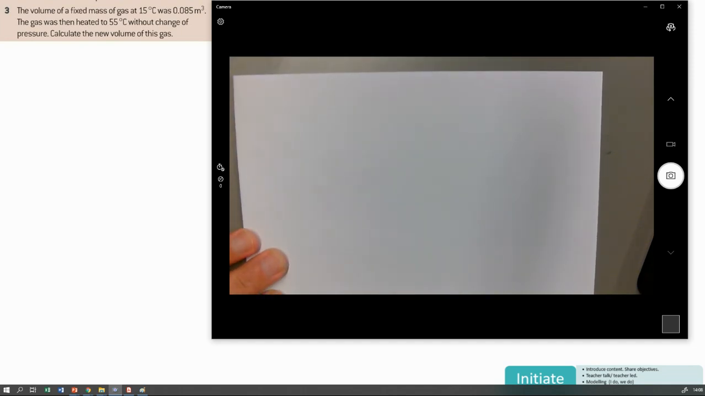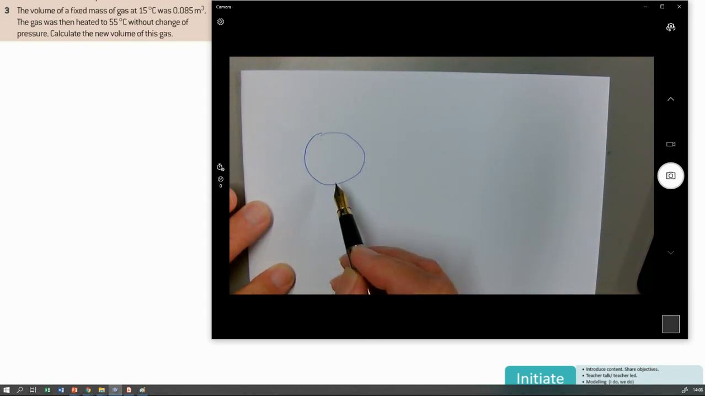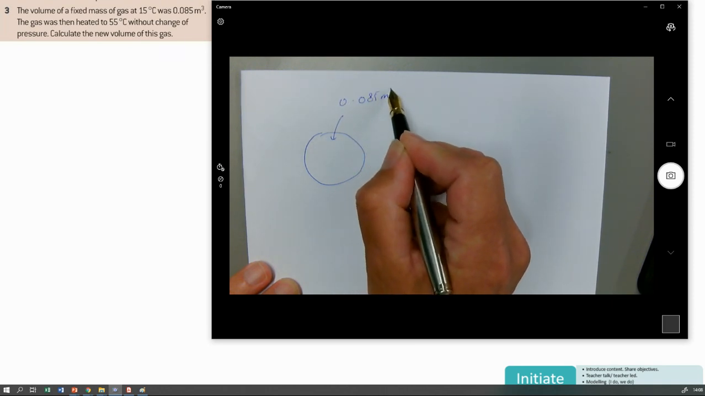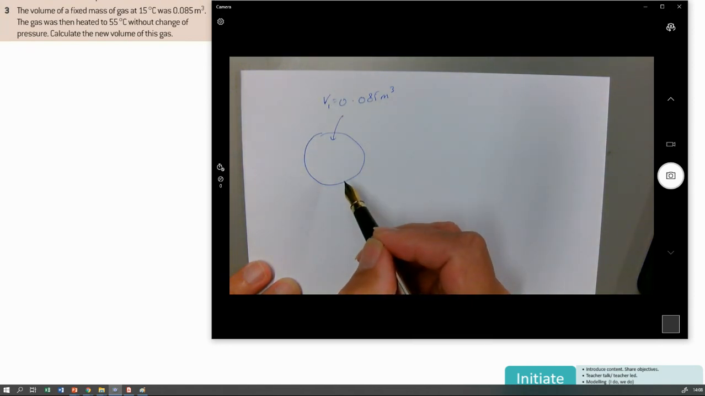So let's have a think. Let's draw a picture. We've got a fixed mass of gas. Let's imagine we've got a balloon of gas. And that has a volume of 0.085 meters cubed. Easy peasy. We'll call that V1. And we know the gas was heated to 55 degrees, without change of pressure. Calculate the new volume of the gas.